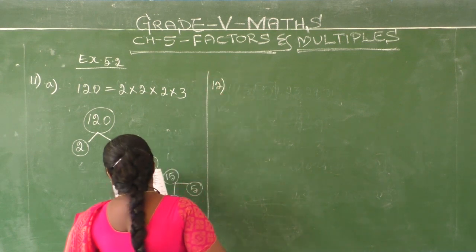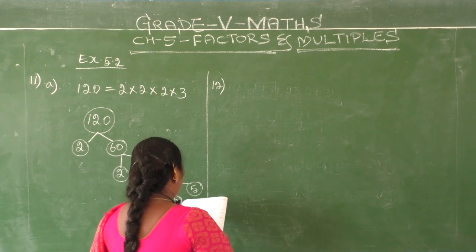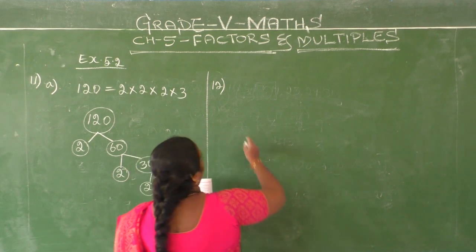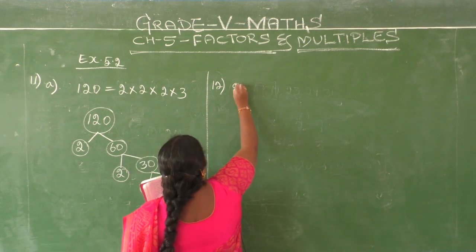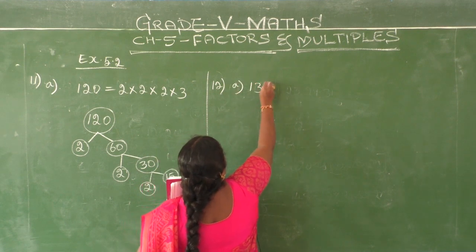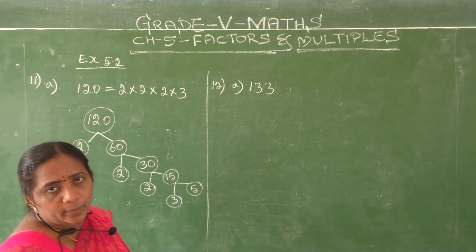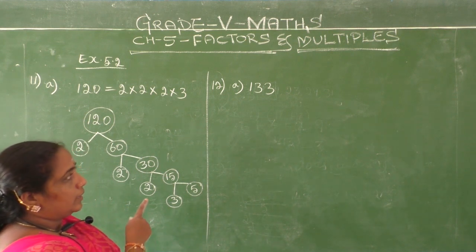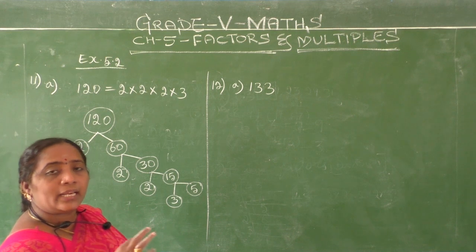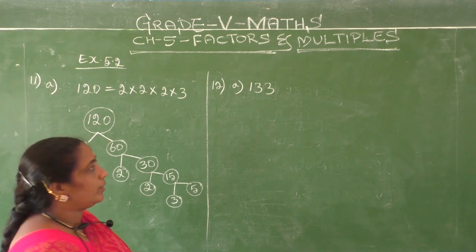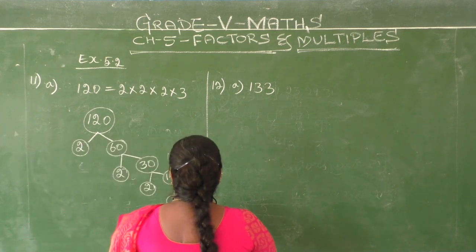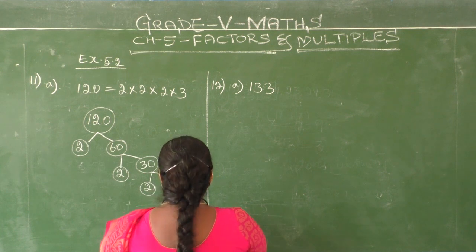12th Roman. Which of these numbers are divisible by 7? I am going to take the first sum only. They gave some more numbers. We have to check each number, whether that number is divisible by 7 or not. Now I am going to take only one number. The remaining numbers we have to check and find out. See, I am taking the first number, 133.